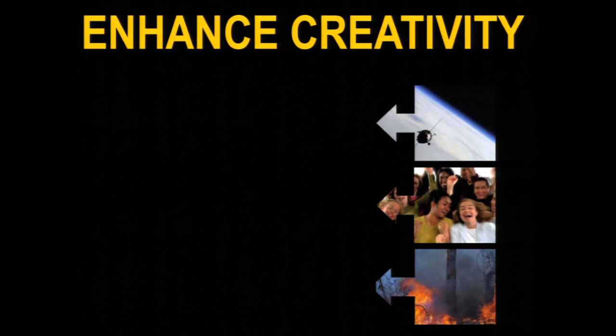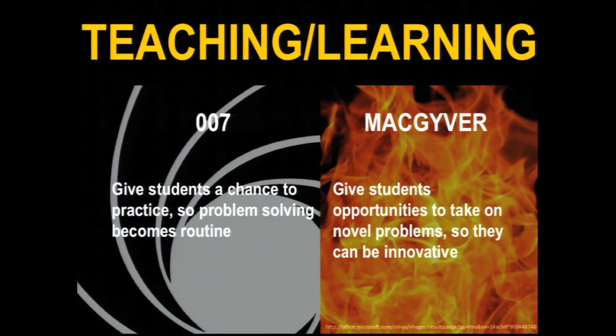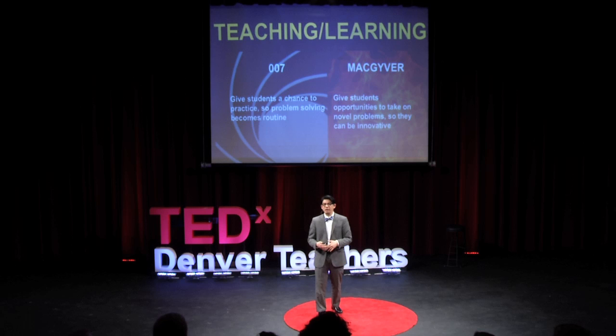The second strategy is to try to enhance creativity. So give our students incredibly novel problems for them to solve and figure out what do they transfer in, what prior knowledge do they bring with them as they try to solve this. And of course, this isn't an either or. Students need both sets of skills. We want to make sure we use both strategies with them. Ultimately, the 007 approach gives students a chance to practice, so problem solving becomes routine. The MacGyver approach gives them opportunities to take on novel problems so they can learn to be innovative.